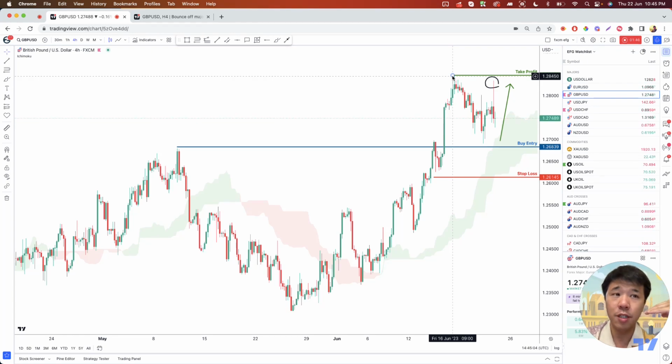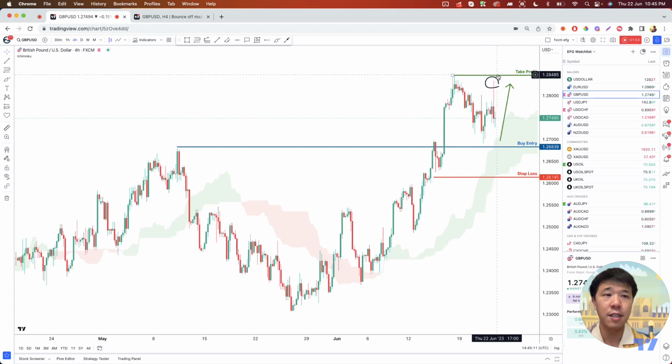All right, so in this case, we can see price reverse very nicely right before it reached the key resistance target over here. Okay, so that is the key lesson today, right? That I just want to tell you guys.